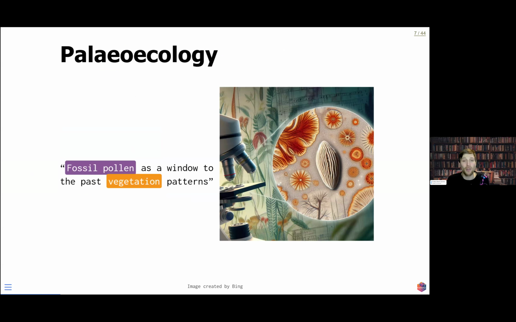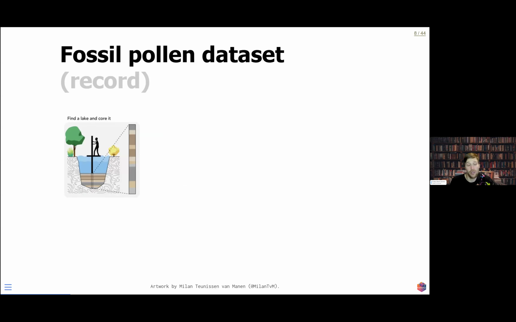So I will be talking about fossil pollen and how it is very useful as a window to the past of these previous vegetation patterns. If we want to take a look at the effect of humans and when exactly this happened, this could be one pathway which we'll be using. And for those who are not familiar with fossil pollen records, I include a slow overview of how we are actually getting the data.